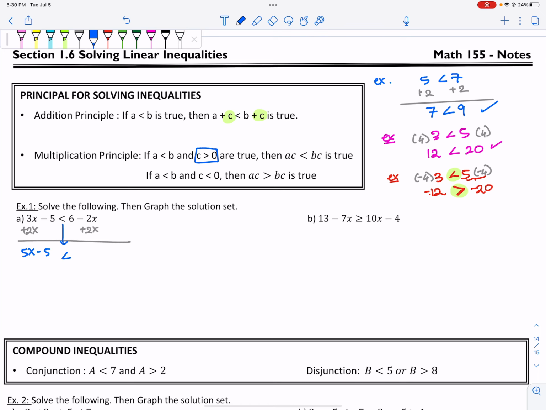5x minus 5 is less than 6. Then I will get rid of the 5 on the left side by adding. Again, when we add, the inequality sign stays the same. 5x is less than 11. Next, in order to get x by itself, I need to divide by 5. So when I do that, the inequality still stays the same just because I'm dividing by a positive 5.